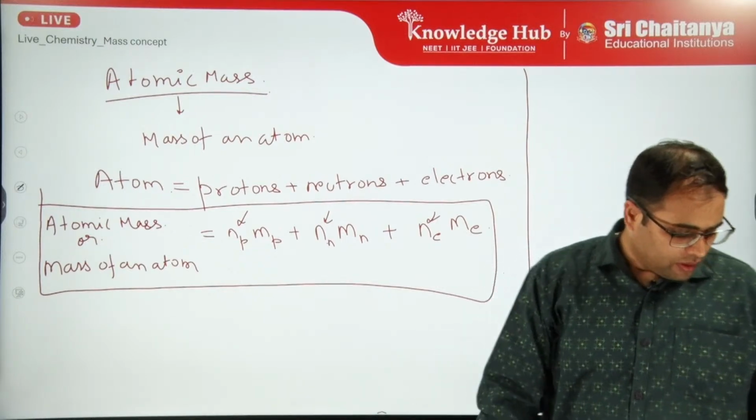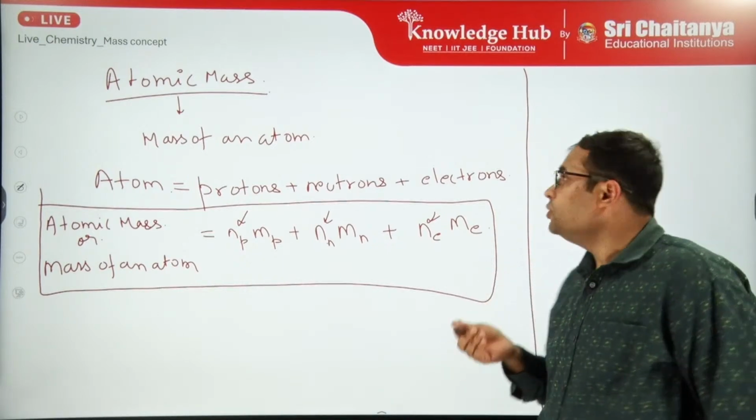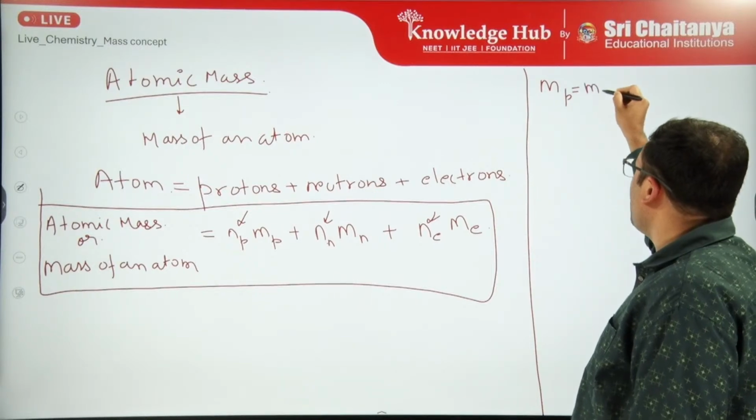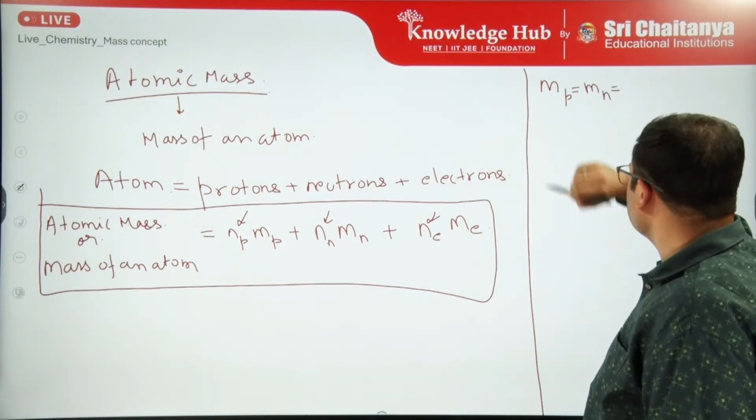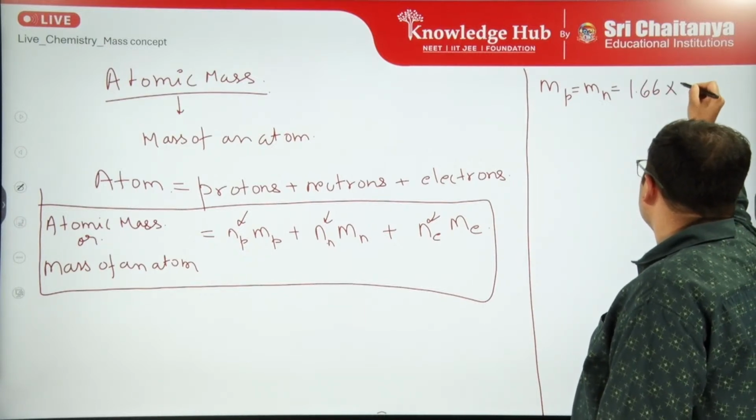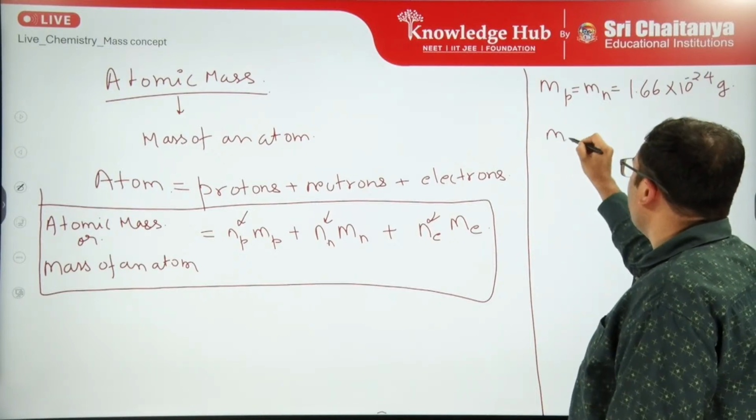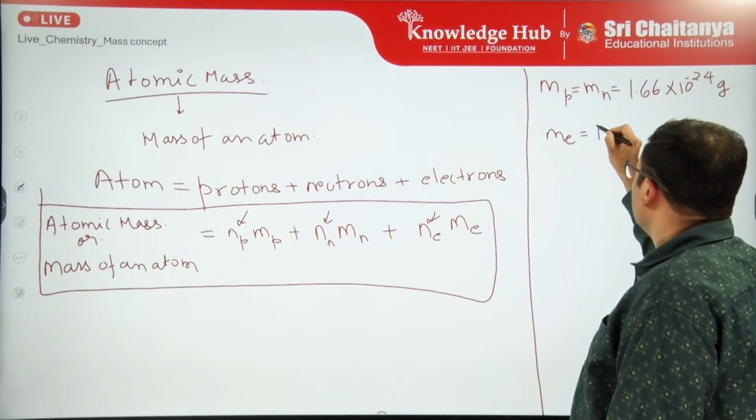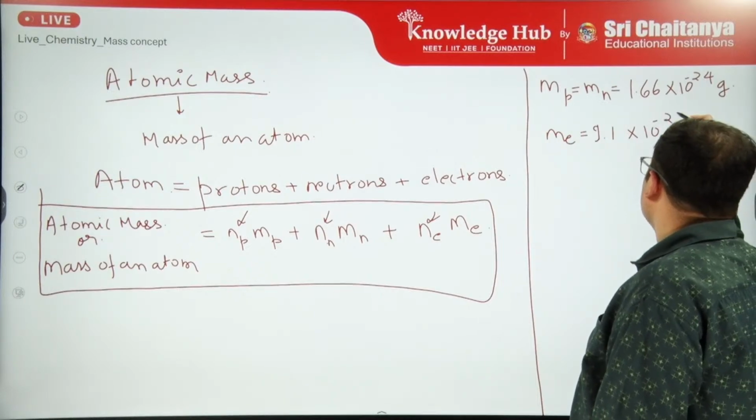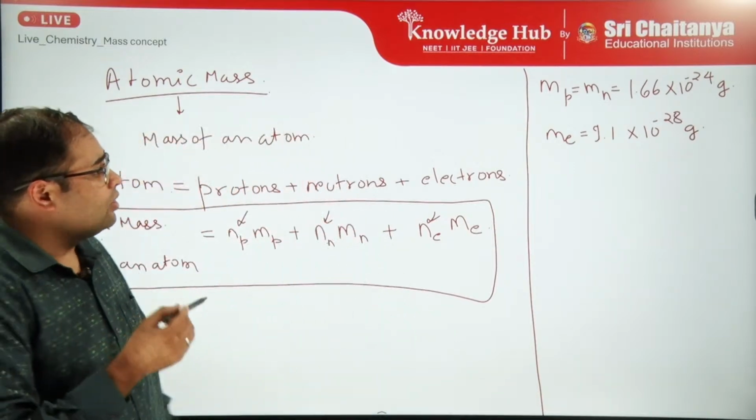So now, what is the mass of a proton and the mass of a neutron? Experimentally it has been found that the mass of a proton is equal to the mass of a neutron, which comes out to be 1.66 into 10 raised to power minus 24 grams, and the mass of an electron is 9.1 into 10 raised to power minus 28 grams. So these are the experimental values, correct?